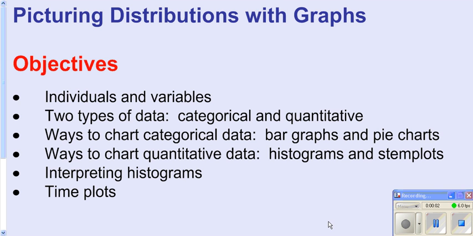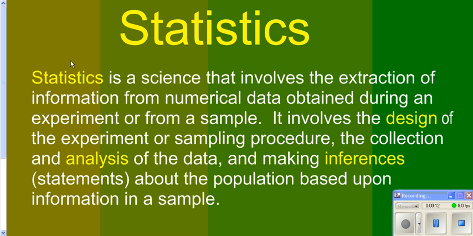We're going to start off our stats class with looking at categorical and quantitative data and ways to represent that data, and also give you a basic overview of what statistics is. Statistics is really just the science of extracting information from numeric data that we got from an experiment, observational study, or from a sample. Statistics involves the design of how we're going to collect it, the collecting of it, the analyzing of it, and then once we've analyzed it, what can we say about our results, our inferences?